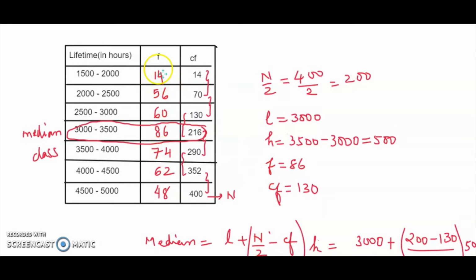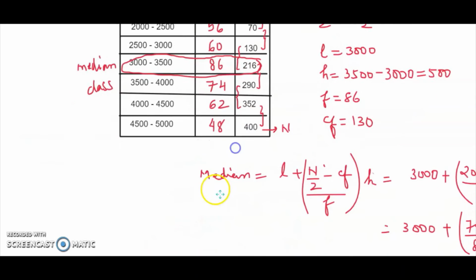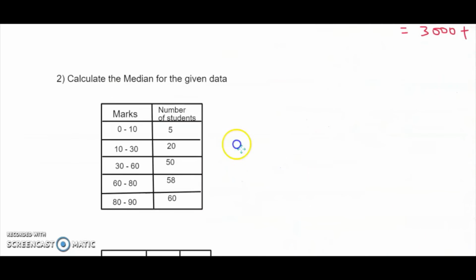So first thing is check whether the given frequency is a CF or a frequency. So here you can easily compare this. Frequency is like a big number, then a small number, then a big number, then a small number, whereas CF is in ascending order. Continuously the numbers are increasing. Okay, let's take the next question as an example.